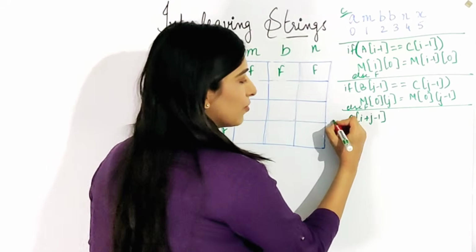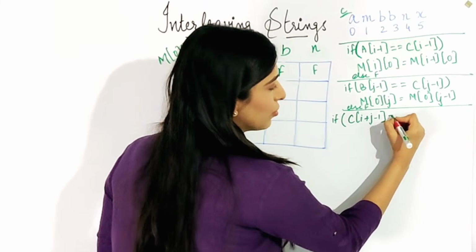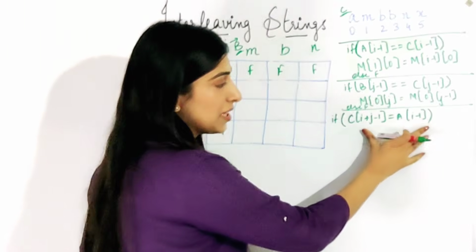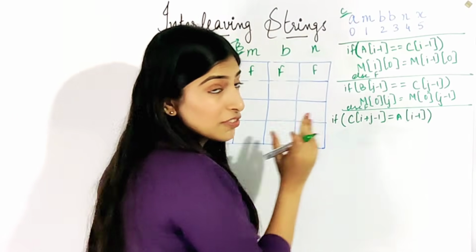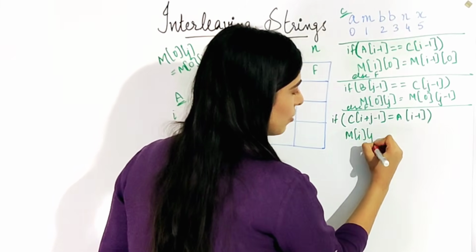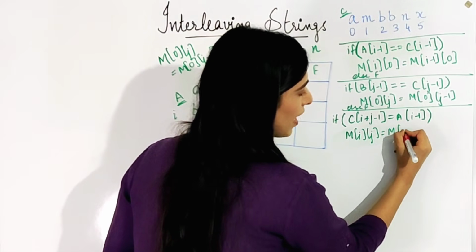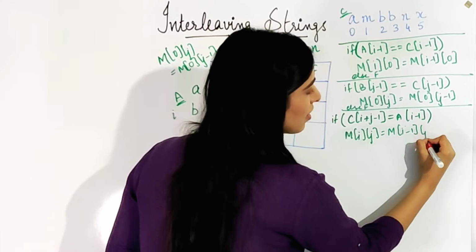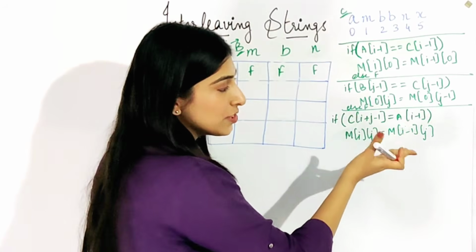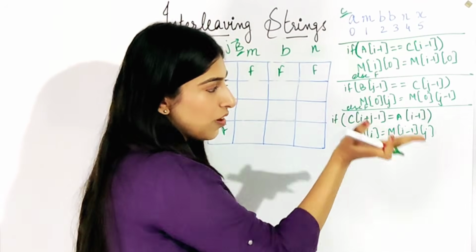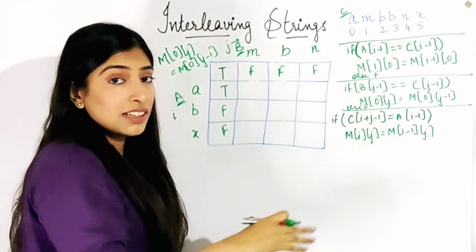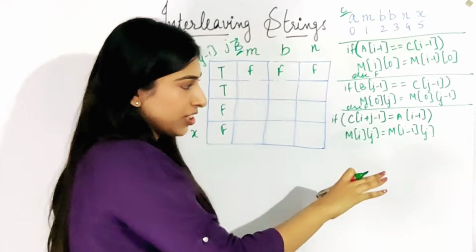So first I will compare the value to A of I minus 1. This case means that the character in C is coming from the first string. So M of Ij will be equal to M of I minus 1, j. Why is that? The ith character is anyway coming from that string, so I have to see without that row. I go one row up, and without that character, what was the answer? When we dry run it, it will be clearer. This is just to write the general solution.